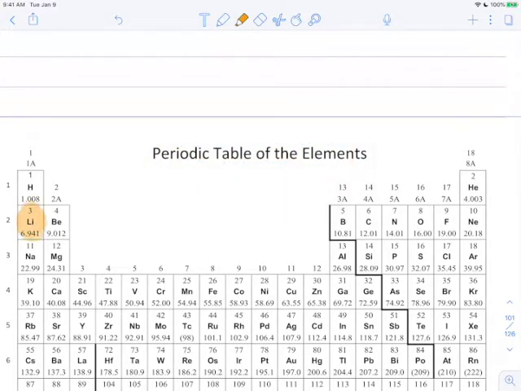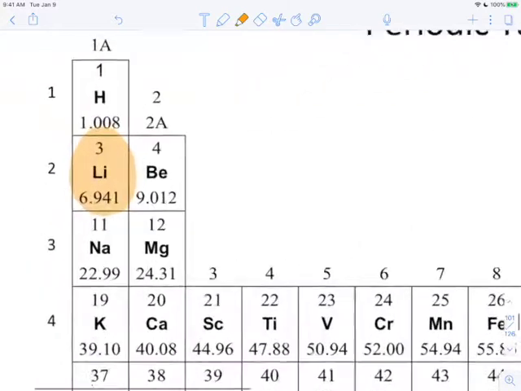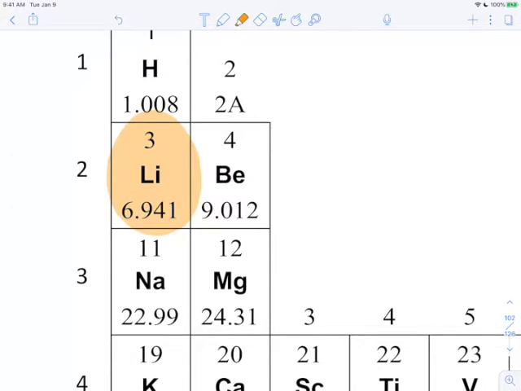All right, so here is lithium right over here, and the first thing that we need to know is how many protons it has. So how many protons does it have? Excellent, so I'm seeing 3. Do you all agree? Excellent. So it has 3 protons because of that 3 right up there. Remember, the number on top is the atomic number, but it is also the number of protons.